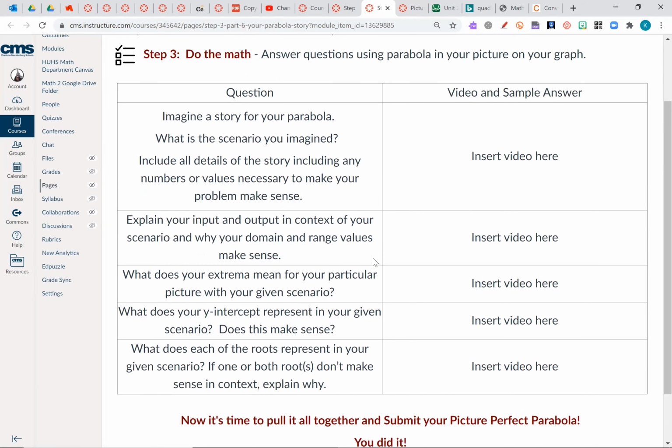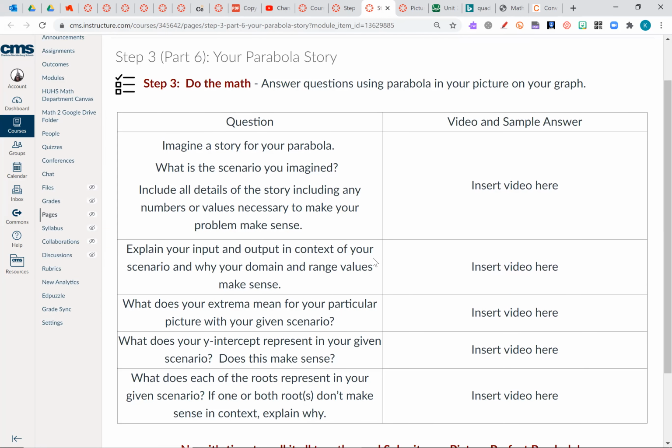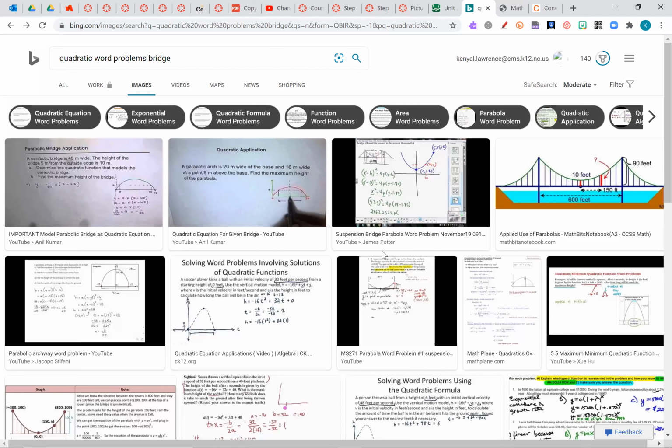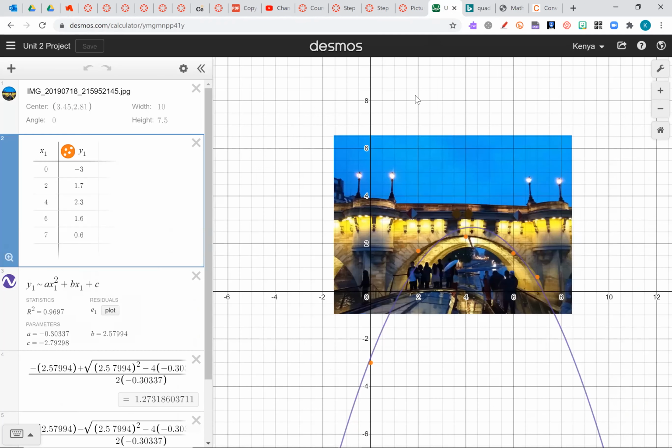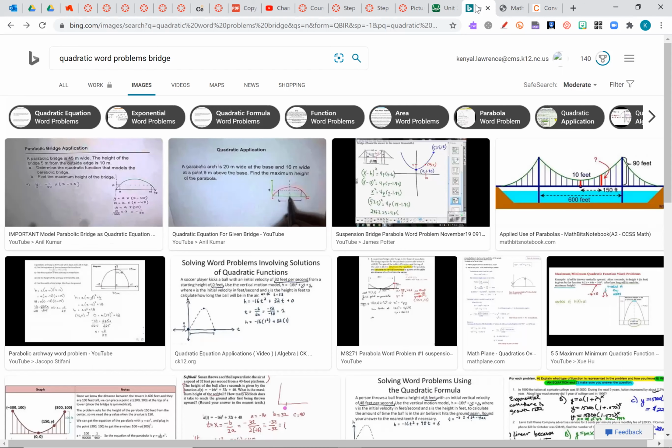All right, so let's get started with writing our story. First, I want you to get a little bit of inspiration. So to get some inspiration, I went to Google, Google University. And what I did was type in quadratic word problems, and my picture was a bridge. So we could take a look at my picture here. It's a bridge. This is the bridge in Paris. All right, so I went here to kind of get some ideas on how to write a word problem.